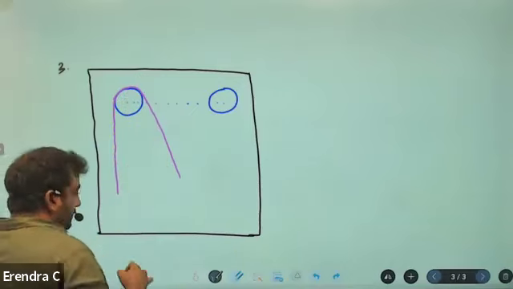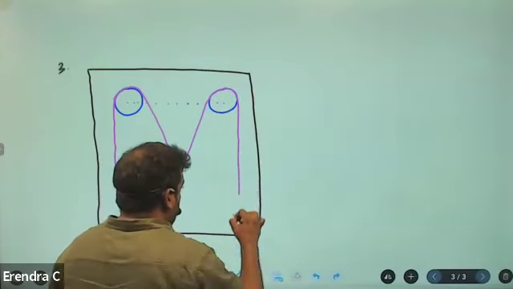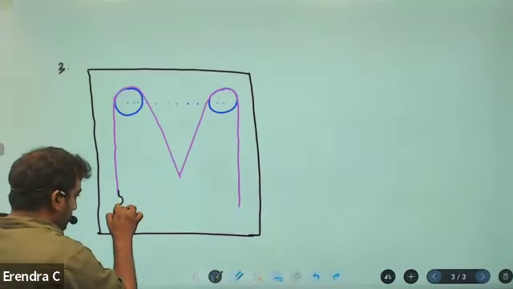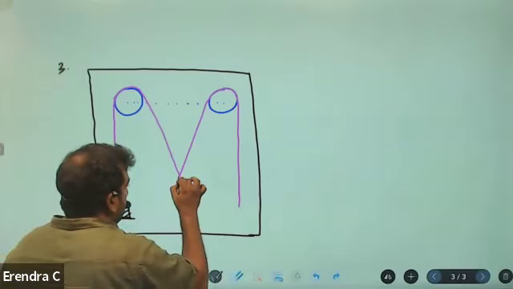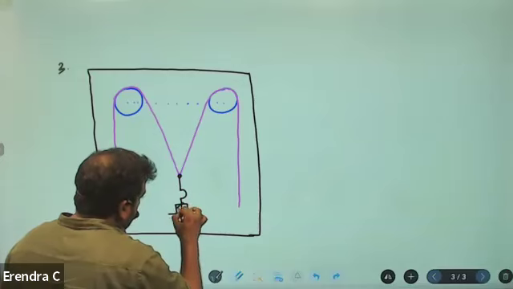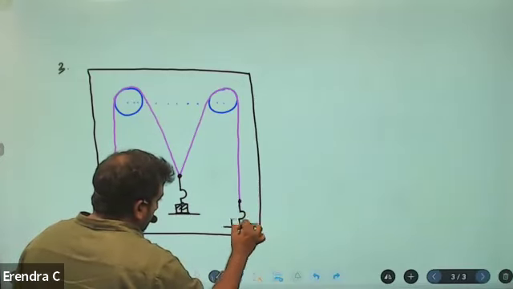Here string passing over. Passing over. Weight is here. Weight is here. Weight is here.